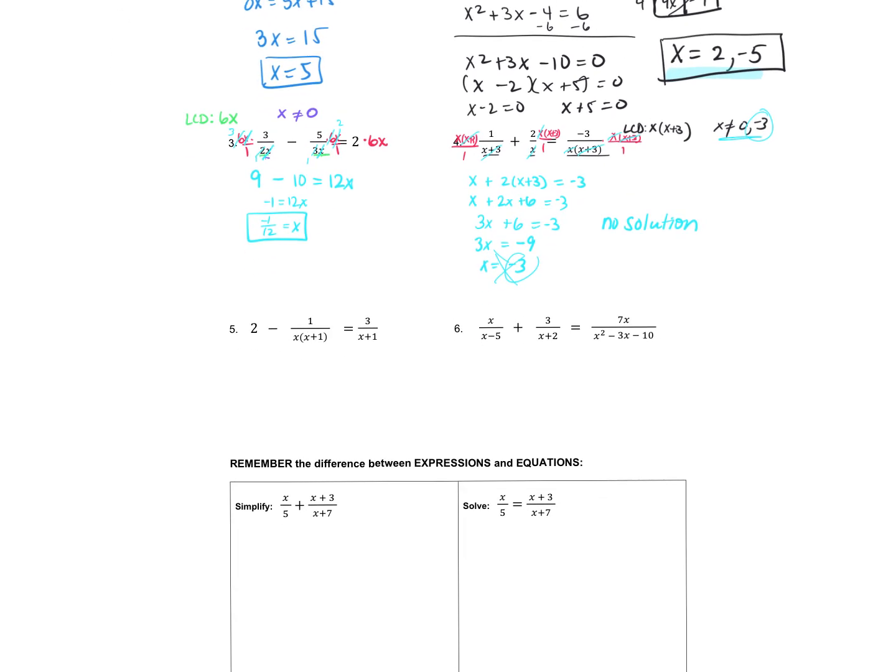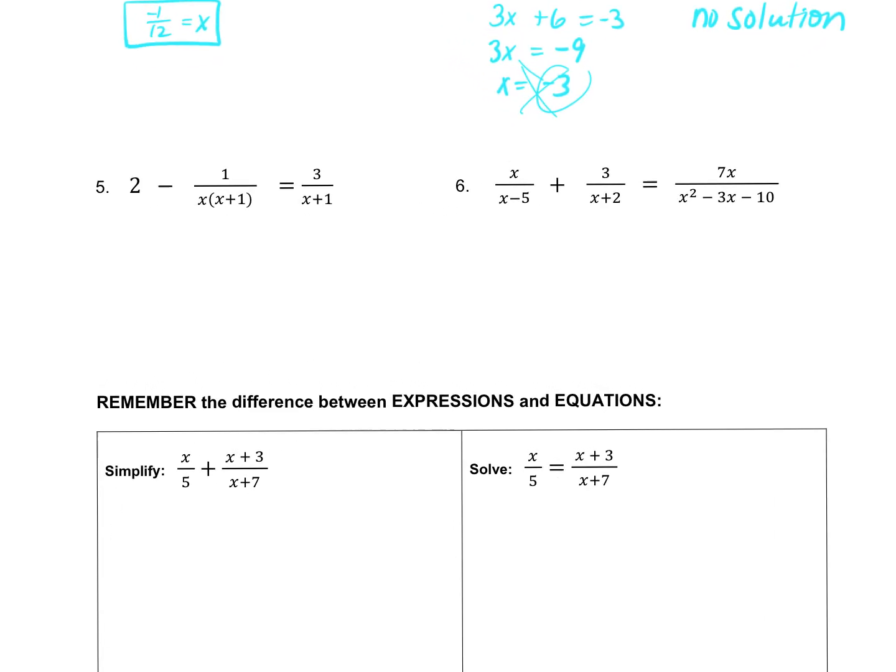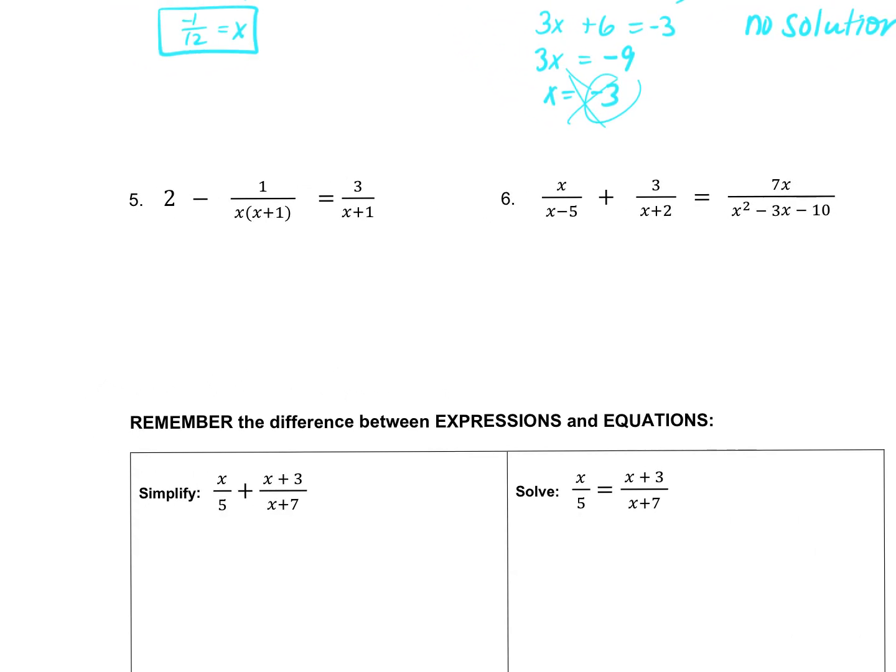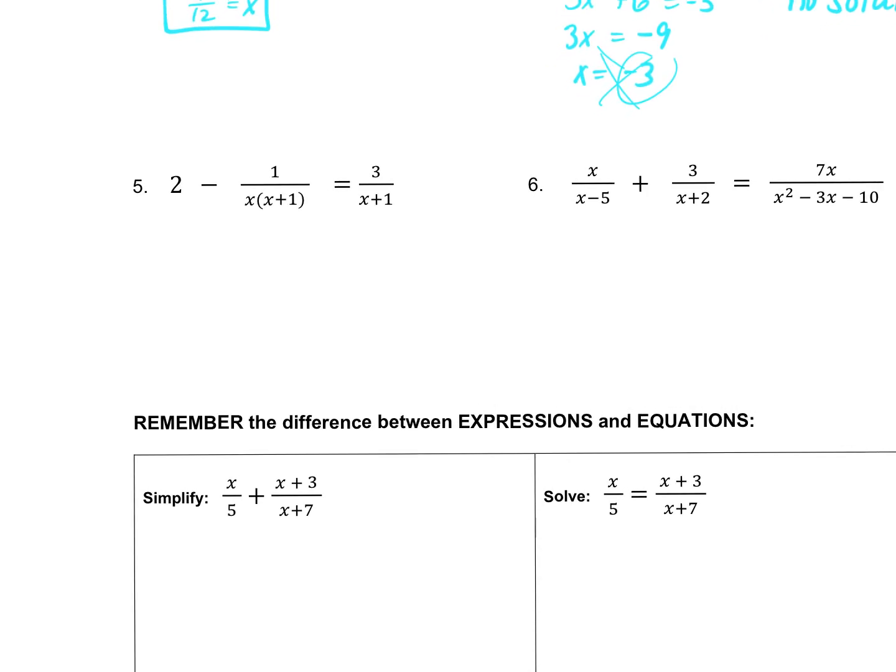All right, let's go to number 5. I have 2 fractions and a whole number. So now what I'm going to do is find the LCD and find my restrictions. So LCD, it has to have an x plus 1 and an x. Okay, domain restriction. What can x not be equal to? X cannot equal negative 1 and 0.